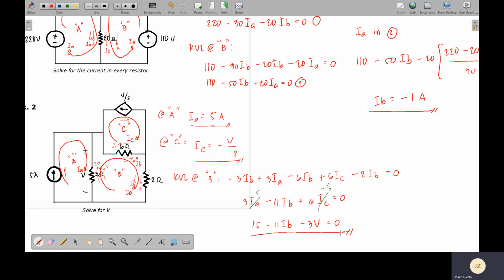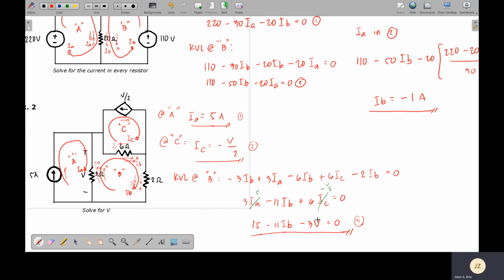Remember we need 3 equations because we have 3 loops. Where are those 3 equations? So first you have at A, this is our first equation. At C, this is our second equation. And then lastly, this is our third equation. But sir, we have fulfilled the 3 equations needed, but still we have 2 unknown variables. You have IB and V. So how are we going to solve for V?